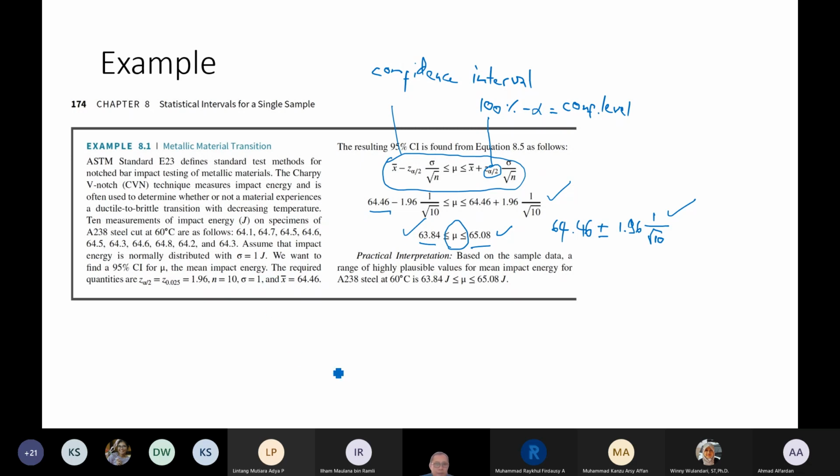Now, what if this assumption is not valid? If sigma is unknown.